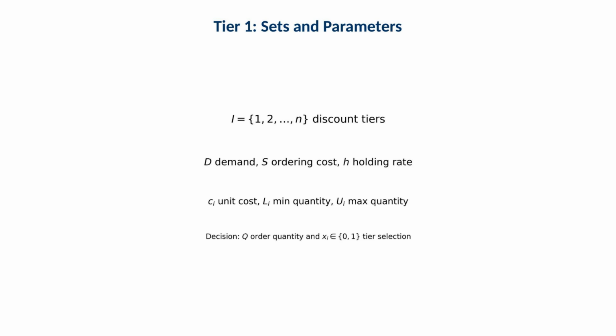Discount tiers define unit costs and quantity ranges. Demand and ordering cost determine ordering frequency, and the holding rate converts unit cost into annual holding cost. Decision variables include order quantity and a binary indicator that selects the active tier.